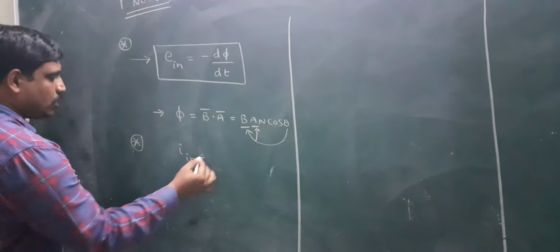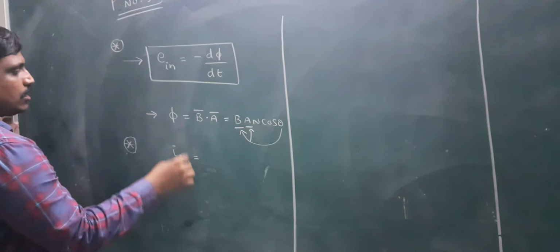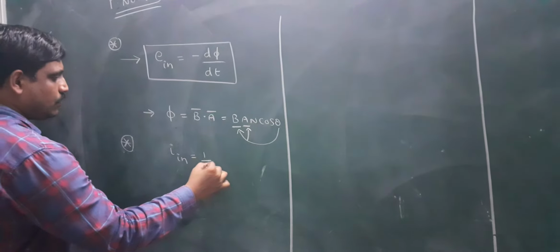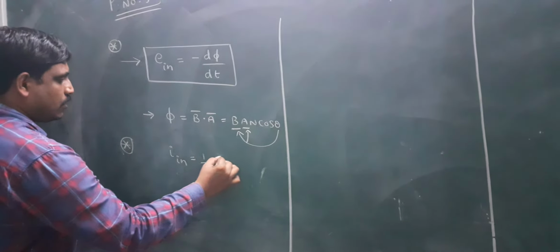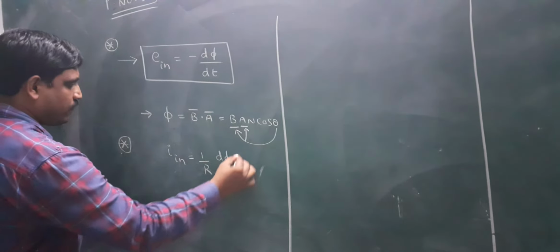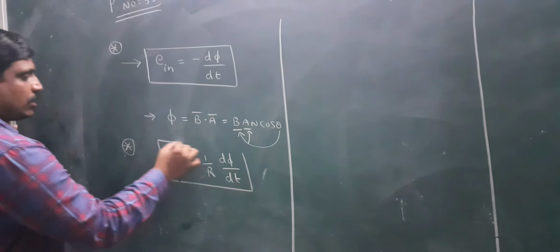Next one. What is the induced current formula? According to Ohm's law, V equals I R. Here, writing R on the other side, we get I equals 1 by R times d phi by dt. This is the formula for induced current.